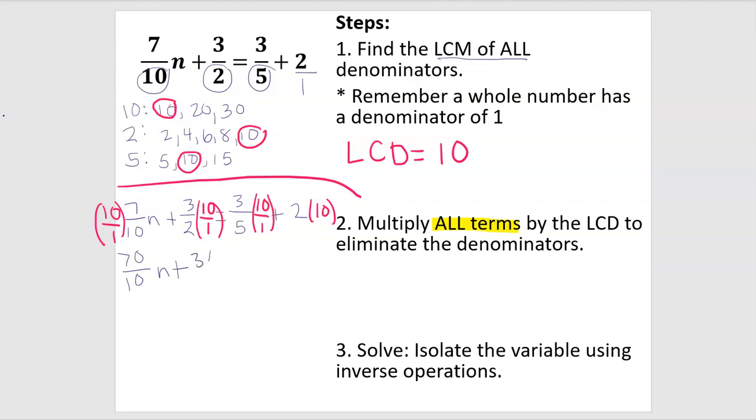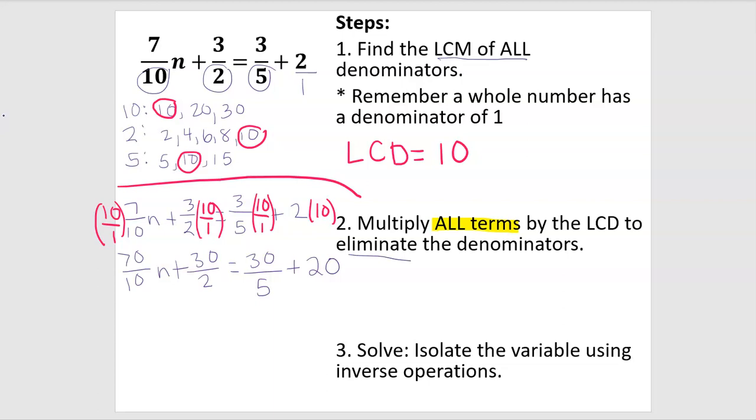10 times 3 is 30. 2 times 1 is 2. 3 times 10 is 30. 5 times 1 is 5. And 2 times 10 is 20. Okay? But remember, our goal is to eliminate the denominators, and I haven't done that yet.